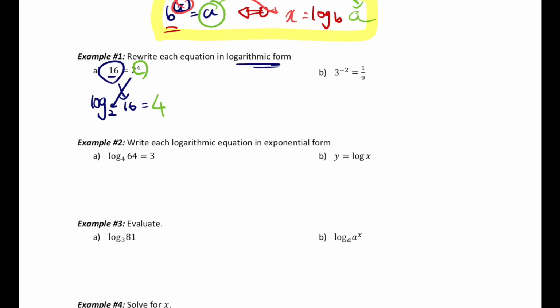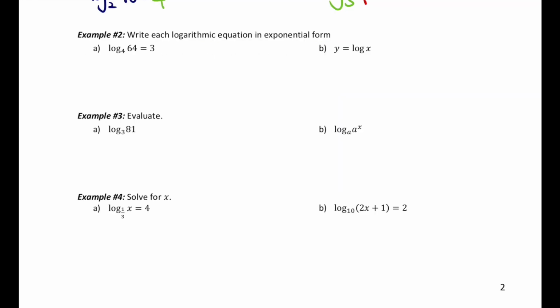Same thing with this guy here. The base becomes the base of the logarithm, right? The number that the exponent equation equals becomes the number of the logarithm, and the exponent of the exponent equation becomes what the logarithm expression equals to, so -2, right?